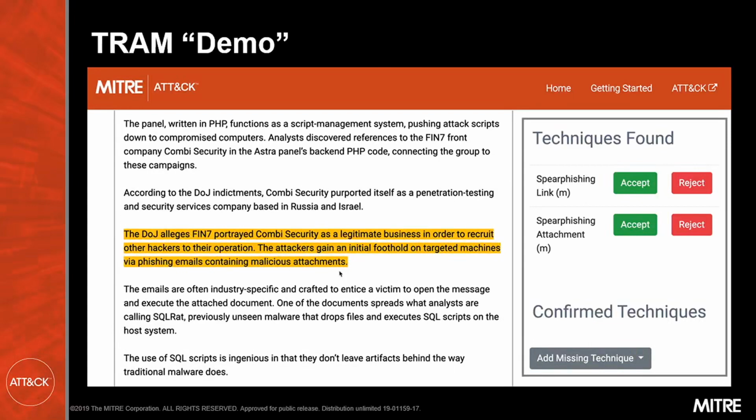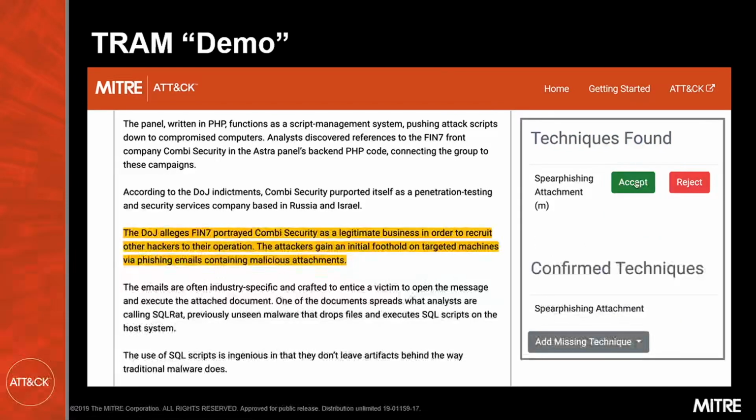And as you can see, if they click on the highlighted sentence, it'll show you a couple of techniques that TRAM found. So in this example, spear phishing link and attachment. Going back to what Jackie said, sometimes the computer still has trouble distinguishing very similar techniques. From here, we can go ahead and reject spear phishing link, since that wasn't what this sentence was talking about, and confirm or accept the spear phishing attachment, since that was correct. And as you can see, it got rid of the spear phishing link from the list and added spear phishing attachment down into the confirmed techniques.